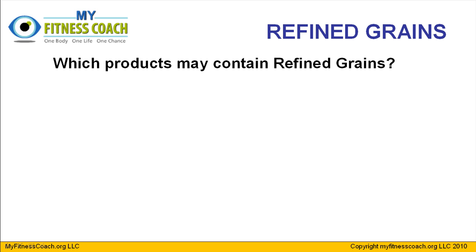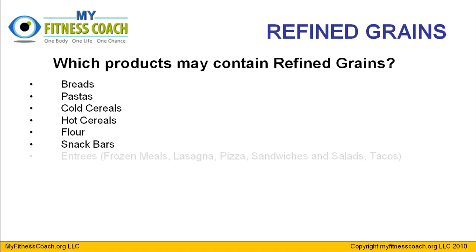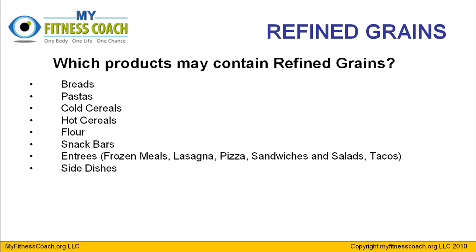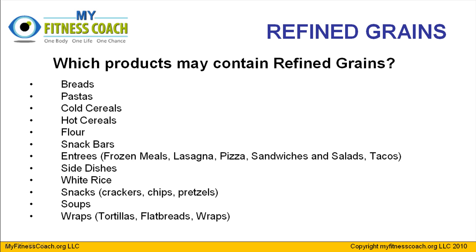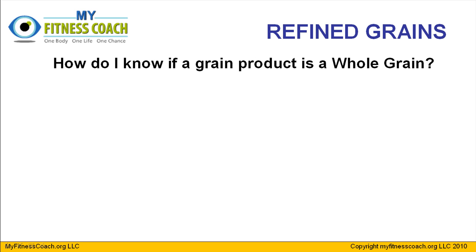So when you go to the grocery store, which products are likely going to contain refined grains? Well, you're going to find it in breads, pastas, cold cereals, hot cereals, flour, snack bars, entrees such as frozen meals, lasagna, pizza, sandwich, and salads, tacos. You'll find it in side dishes, white rice, snacks such as crackers, chips, and pretzels, soups, wraps such as tortillas, flatbreads, and wraps themselves. Breakfast treats like waffles, pancakes, and French toast are likely to contain refined grains.